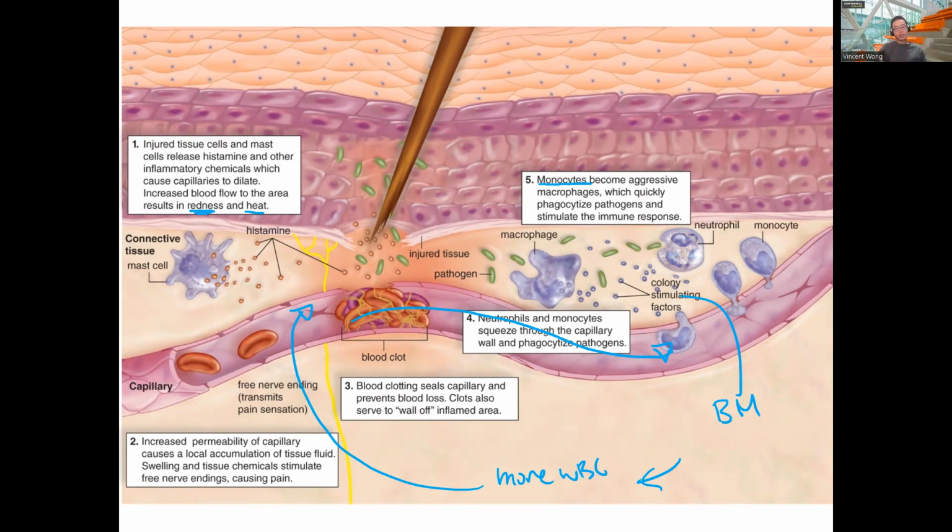And Min asked in the chat, what is the yellow streak? This yellow streak is a nerve ending, right? So all that extra fluid is pushing on the nerve ending, creating pain. Okay? So again, the hallmarks of inflammation: redness and heat caused by the vasodilation, swelling, and the pain caused by the increase in permeability. Okay, so read through this yourself when you're studying. It's a very nice diagram that summarizes all of the things that we talked about. Okay, moving on.